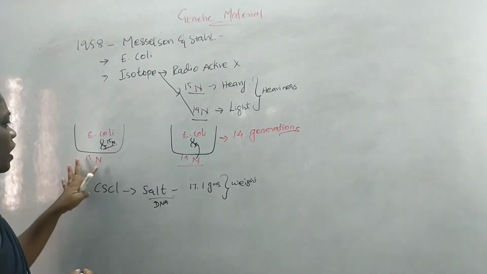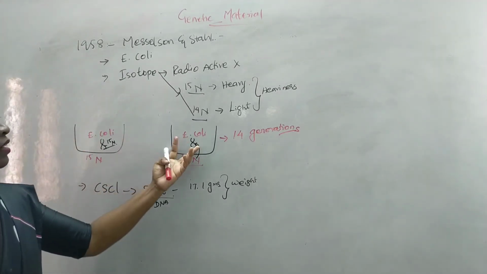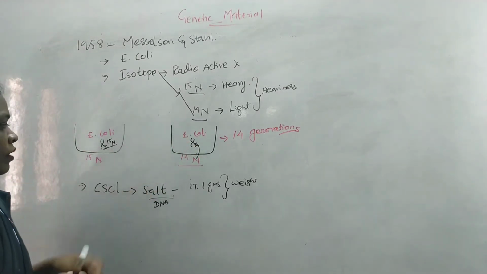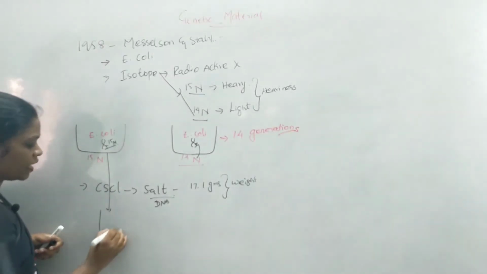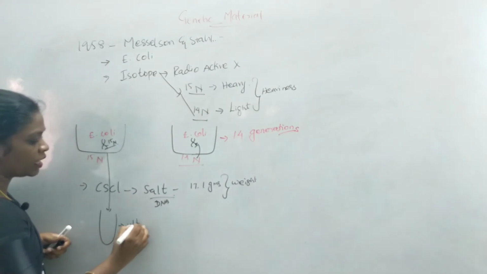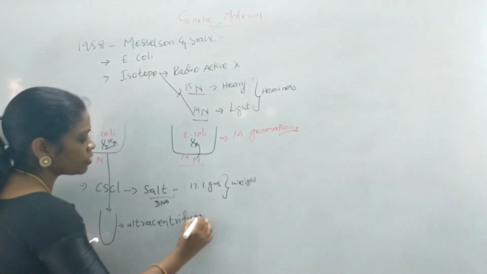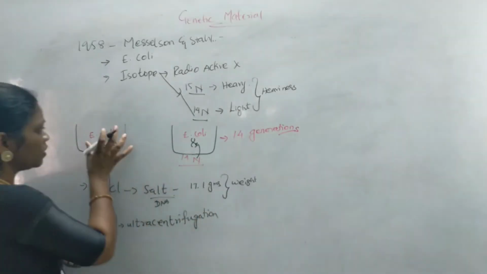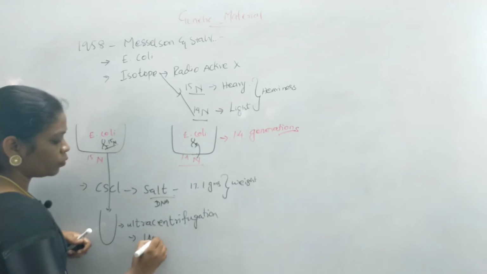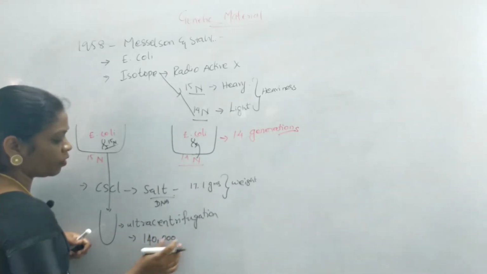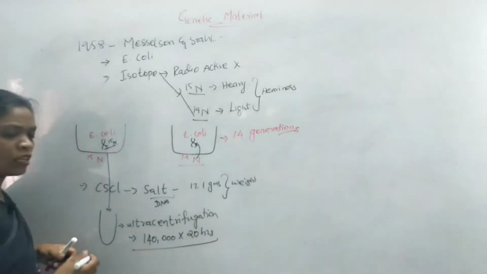So what they have done, they made a centrifugation with this E. coli, and a separate centrifugation was done to this group of E. coli. When they have done the centrifugation, they collected this E. coli and made an extract. This extract was taken for ultracentrifugation, and these extracts were made to spin around nearly 140,000 times for 20 hours in the ultracentrifugation process.